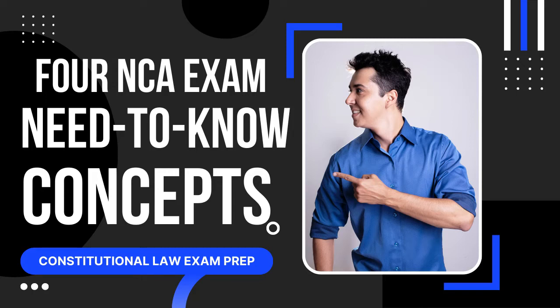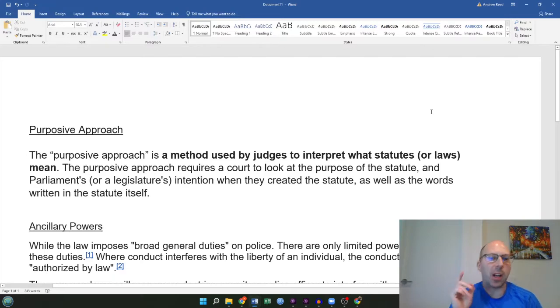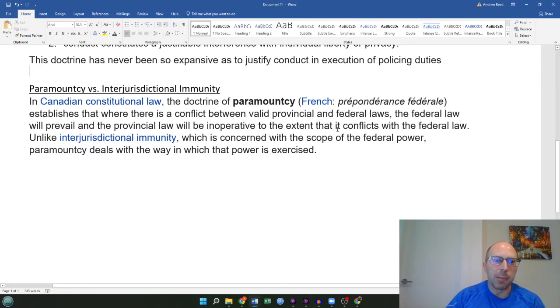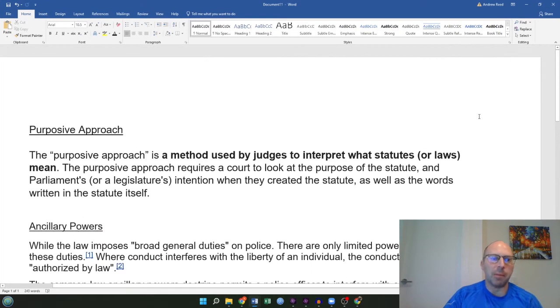Now let's talk about 4 need-to-know concepts for the NCA constitutional law exam: purposive approach, ancillary powers, paramountcy, and interjurisdictional immunity. Let's get started. Purposive approach.